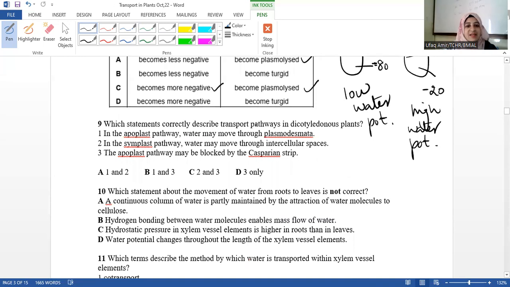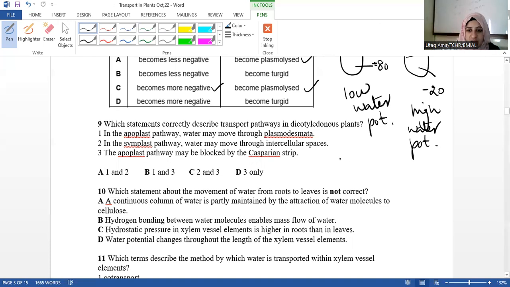Which statements correctly describe transport pathways in dicotyledonous plants? In the apoplastic pathway, water moves through the plasmodesmata. Absolutely wrong. In the apoplastic pathway, water only follows and moves through the cell wall, from cell wall to cell wall, and it just crosses the intercellular air spaces if any air space comes in between. So there's no plasmodesmatic connection because it does not enter the cell through the apoplastic pathway. It just goes from the outside of the cell, passing through the cell wall to cell wall.